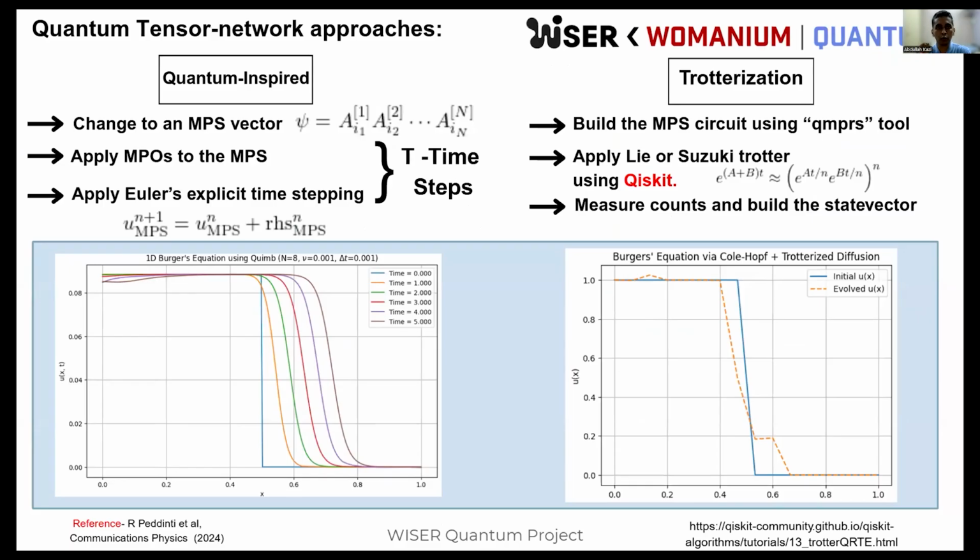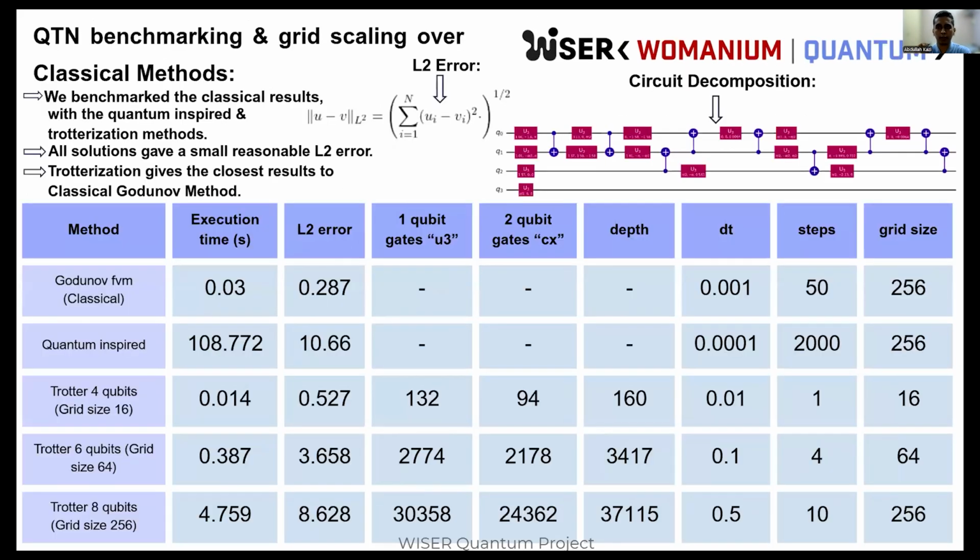So here we have two quantum methods for quantum tensor networks. The first one is basically a quantum inspired method, which is based on the reference paper we were given. The quantum inspired method is basically a classical algorithm which uses quantum techniques and does not use gates. It applies MPOs to the MPS, and it also has Euler explicit time stepping. And you can see the shock waves within the plots. And then we have the digitization method built using Qiskit, and it contains several operations which we can apply on the state, and Euler time stepping. So we can move on to the next part.